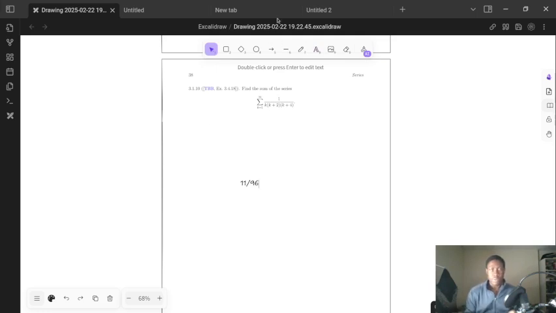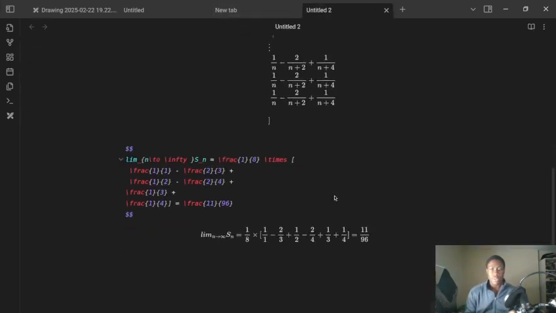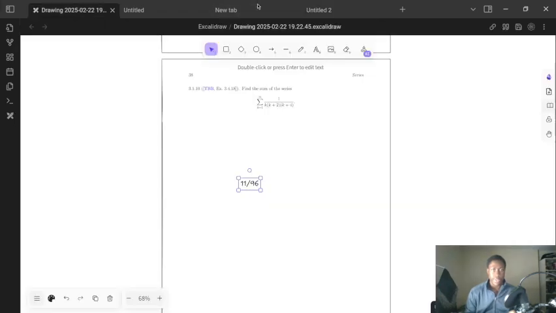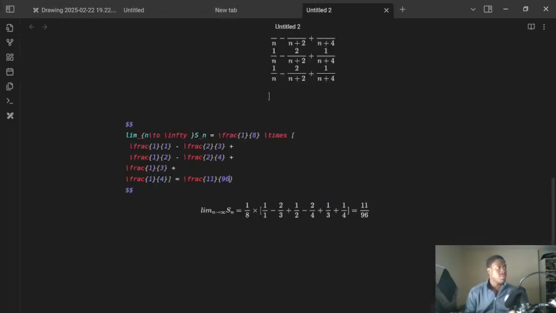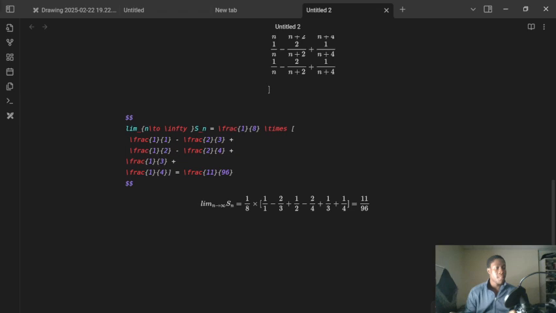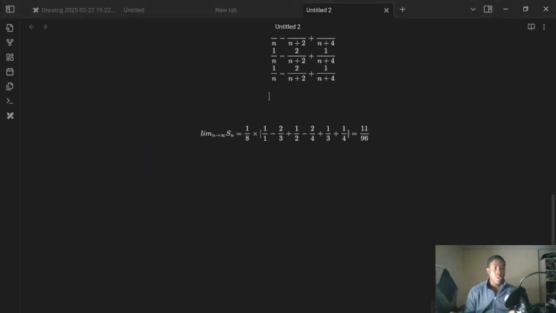Okay. And so the answer to that is, according to our calculations, 11/96. Beautiful. And so all we needed to use here is the telescoping series trick, like the partial fraction decomposition. So that's pretty great.